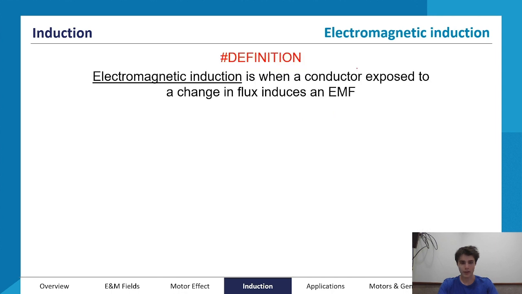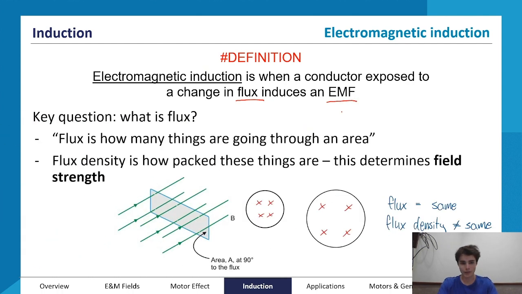Okay, and we call it Faraday's law. They're both very cool. Now, electromagnetic induction is defined as when a conductor exposed to a change in flux induces an EMF. Yuck. All right, there's a couple of things that we need to dig into. What is a flux and how do I use it? And what is an EMF and what happens there?